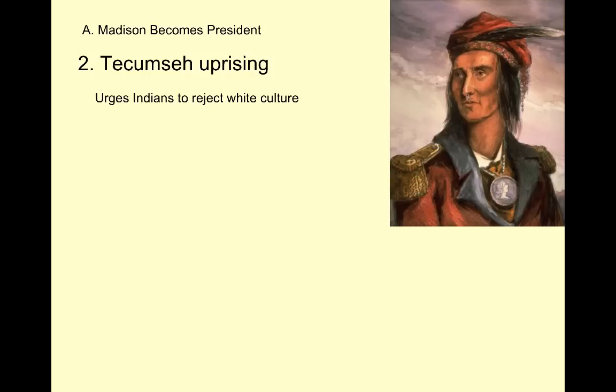Now, the only way they're going to be able to actually fight these colonists or these Americans from coming over is if they get supplied in weapons and gunpowder. And the English are still in possession of those forts on U.S. soil, and the English will provide the Native Americans with the gunpowder, the shot, and the muskets they need to fight American citizens.